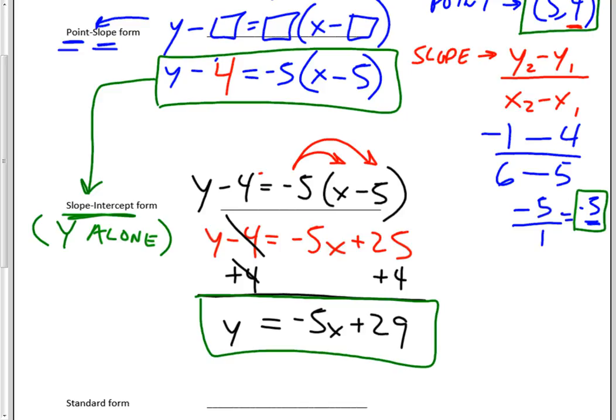But notice, what if you were only told to do slope intercept? Well, you still have to do this. If this is what they're looking for, you stop. If this is what they're looking for, you have to do this and this.